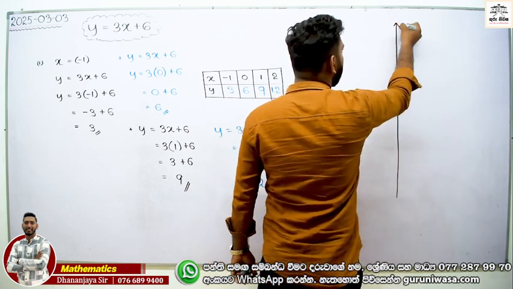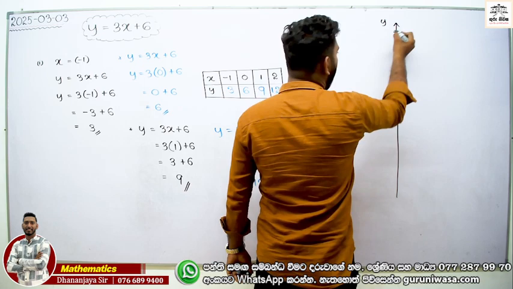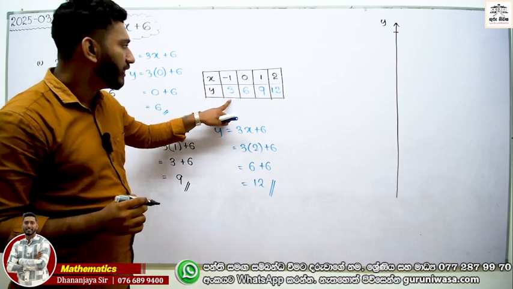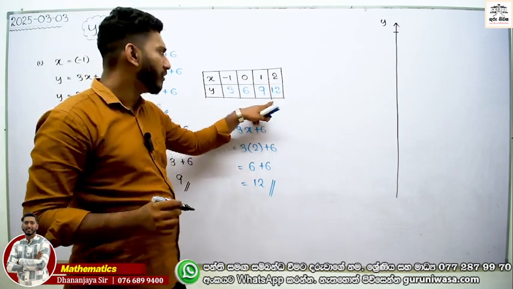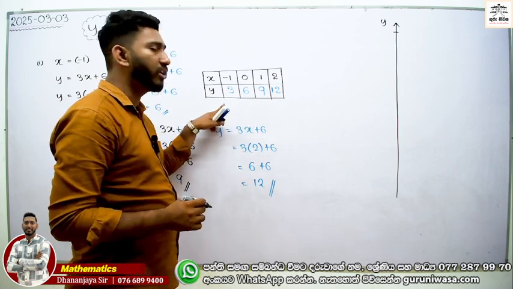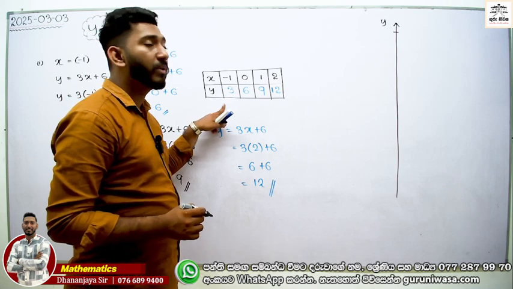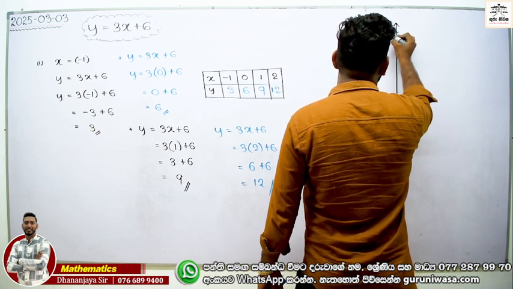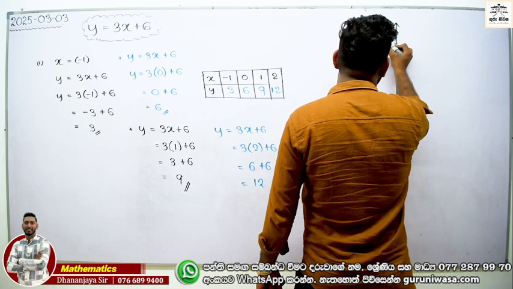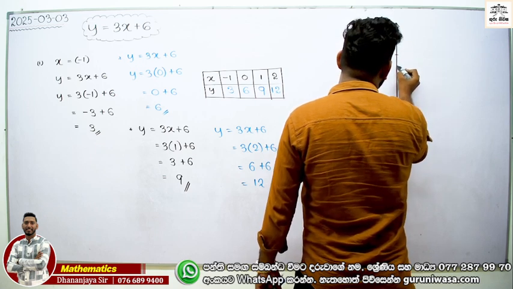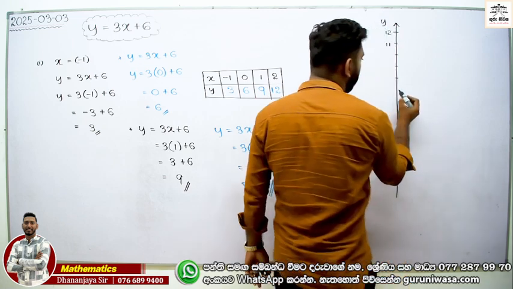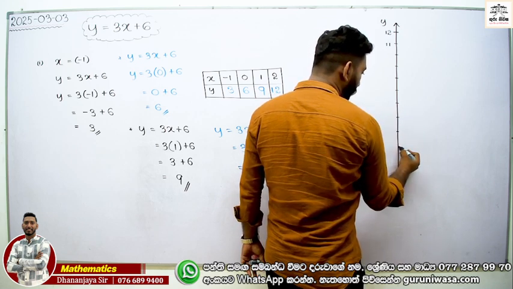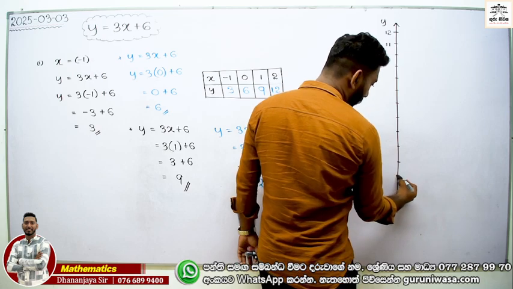Right. Now listen. This one is y. Look at the y. Positive side is plus 12. There are no negative ones. You need to mark plus 12 as the highest mark. So here we have 12, then 11, 10, 9, 8, 7, 6, 5, 4, 3, 2, 1, 0.